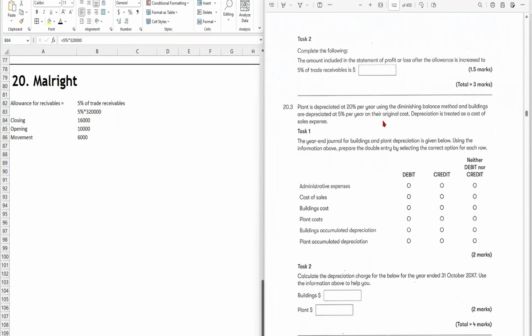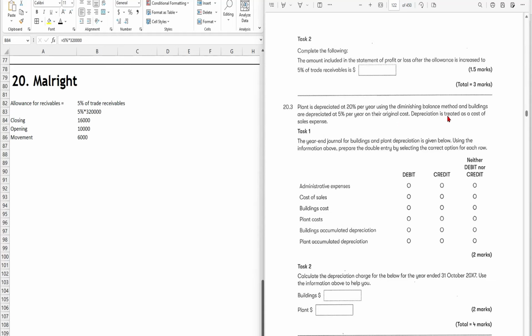Next question, 20.3. Plant is depreciated at 20% per year using the diminishing balance method, meaning reducing balance method. And buildings are depreciated at 5% per year on their original cost, meaning straight line method.